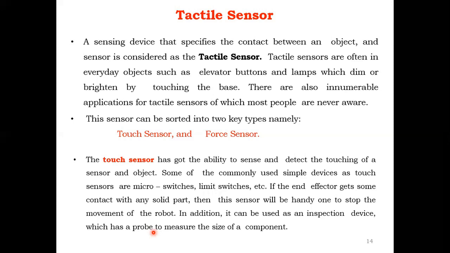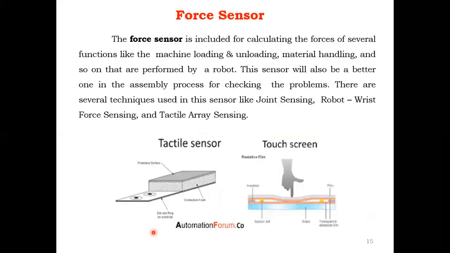Okay, if the end effector makes contact with any solid part, then the sensor will be handy to stop the movement of the robot. In addition, it can be used as an inspection device, which has a probe to measure the size of a component. Okay. So next one, force sensor.